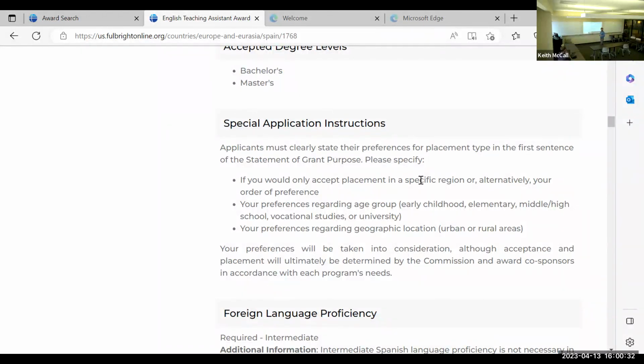I don't know if you're promised to get that. I don't know if they don't have a placement for you there, will they consider you for another region, or if that just drops you out of consideration. But they make it very clear they want you to say exactly where you want to go.